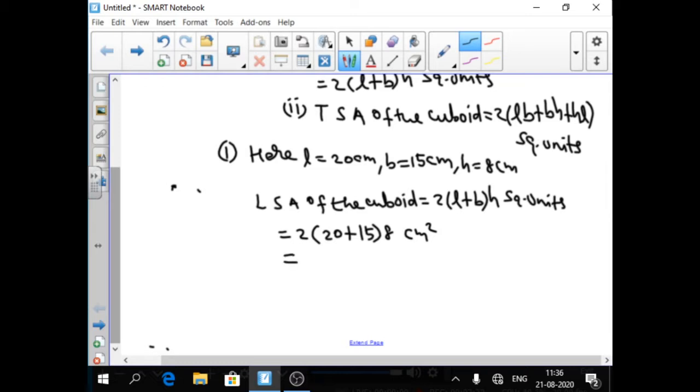So substitute the values: 2 into (20 plus 15 is equal to 35) into 8 centimeter square. So 8 2s are 16. 16 into 35 centimeter square. So multiply the two values. 16 into 35 is equal to 560 squared units, which means centimeter square.